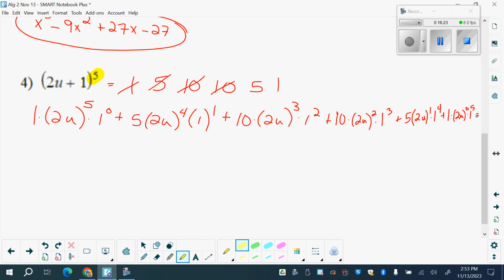And then we're simplifying. What is 2u quantity to the 5th? So this is where that formula comes in. What is 2u to the 5th? Yes, 32u to the 5th. Since it's just times 1 to the 0, it's just times 1. What's 2u to the 4th?